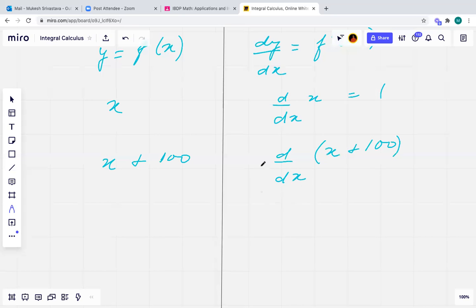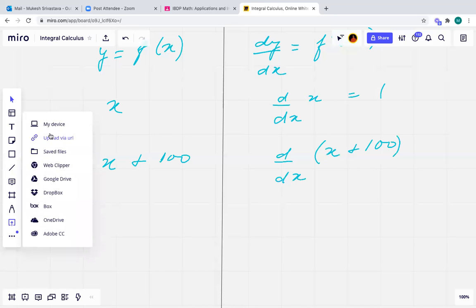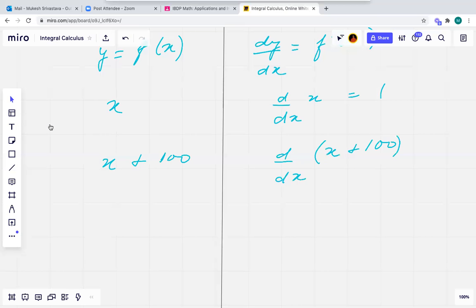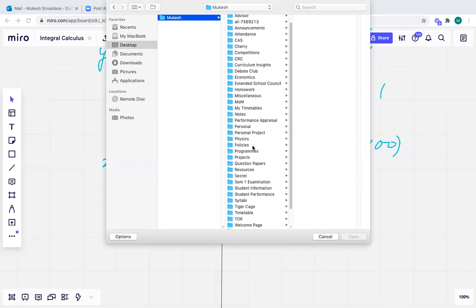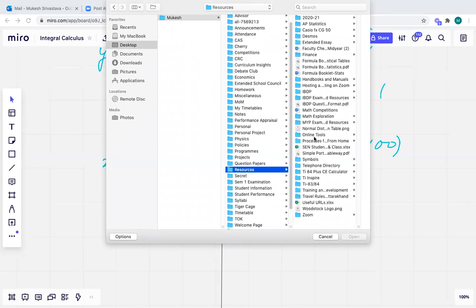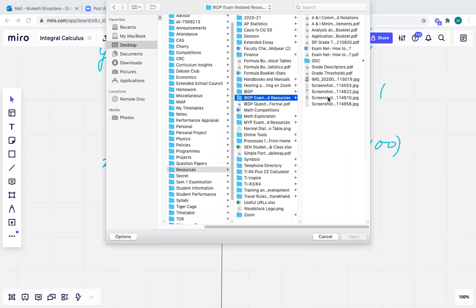Derivative of x. One second. I have a better idea. Just give me 1 minute. I will upload this document here, so we will know what is there. What we have to do is, they will give you a formula booklet. So you use the formula booklet, because there is no point trying to commit it to memory.